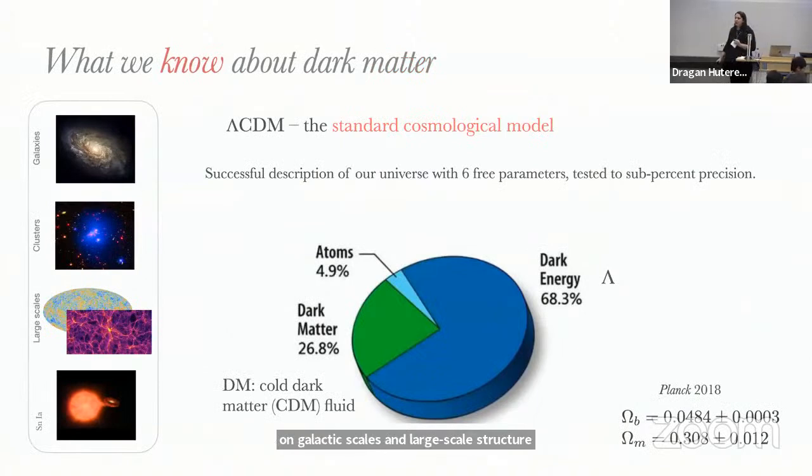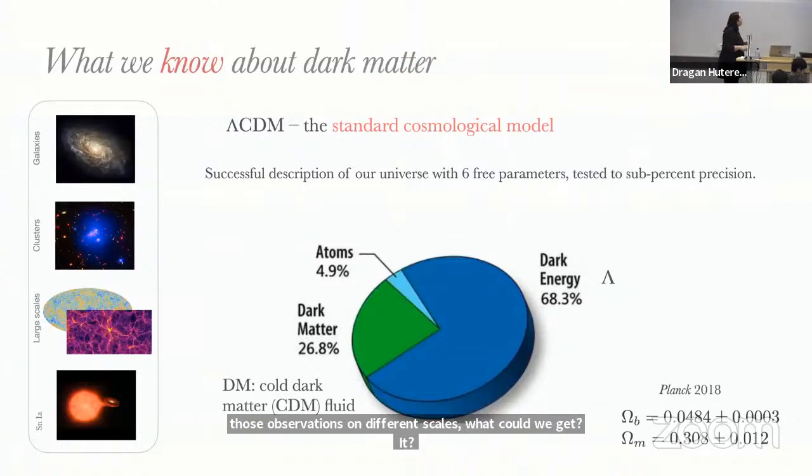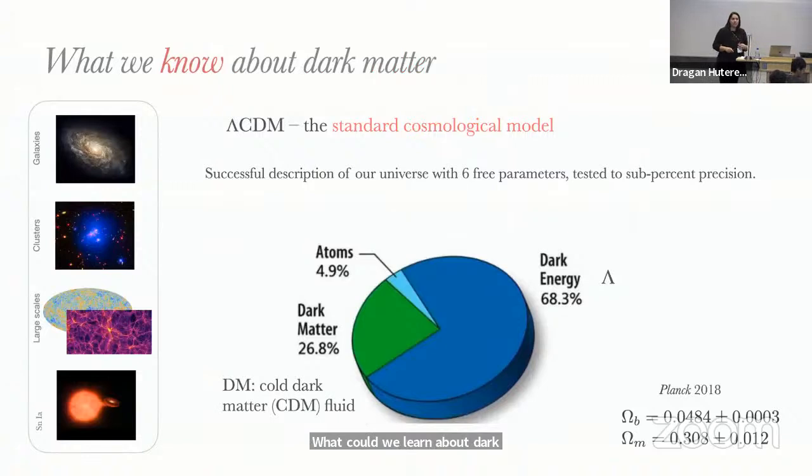So what do we know about dark matter? Having all of those observations on different scales, what could we gather? What could we learn about dark matter? First of all, let's talk about the largest scales, because those are where we have the most precise observations today. CMB and large-scale structure tell us that the paradigm for cosmology is the lambda CDM model.